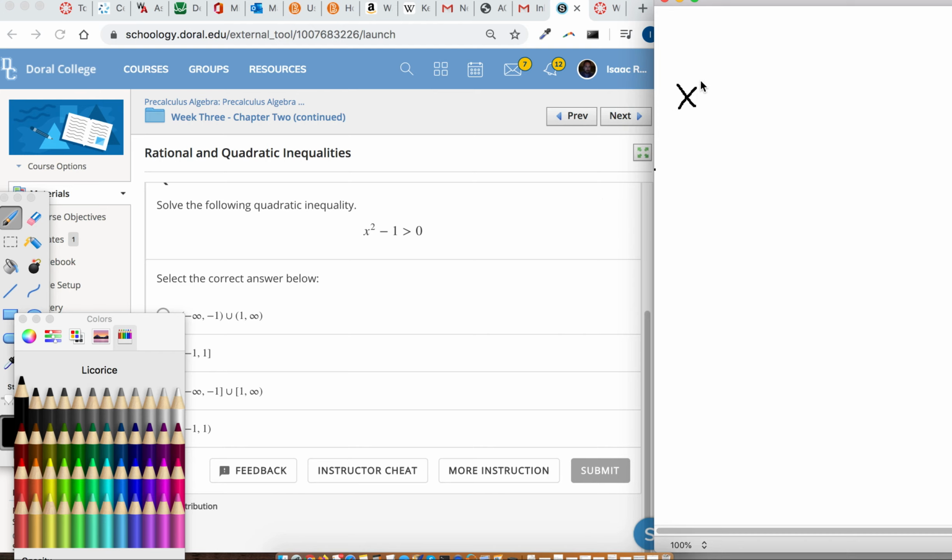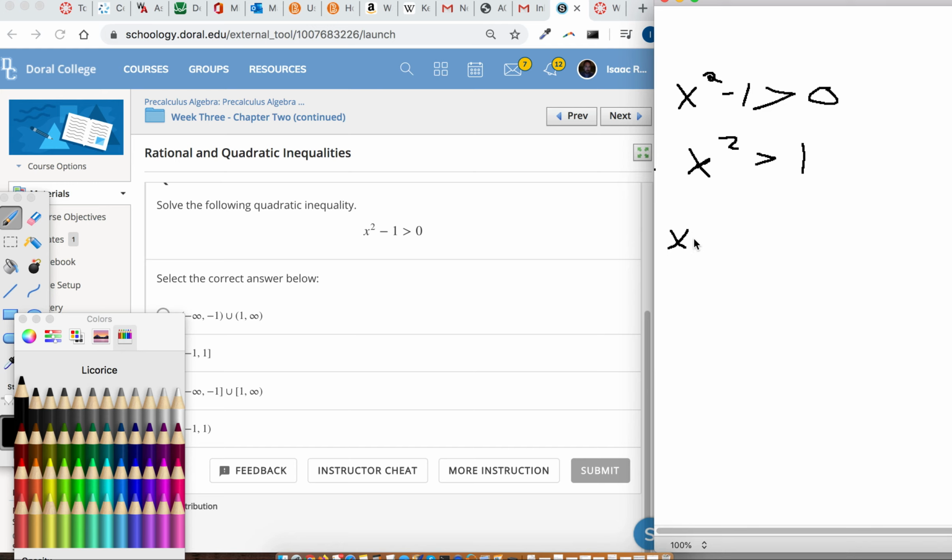Quadratic inequalities. So starting off with kind of a simple one here. Get x by itself just like you normally would. Take a square root of both sides, but when you do that, you've got to keep in mind x could be positive or x could be negative, right? So it's kind of like thinking about the absolute value problems you've probably already done.